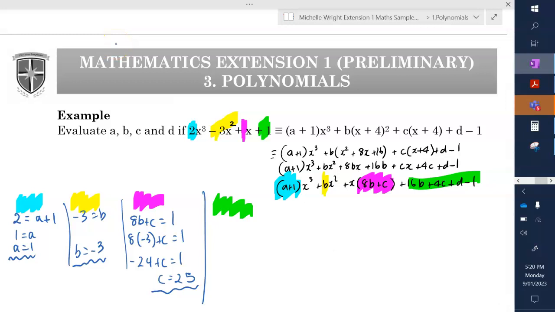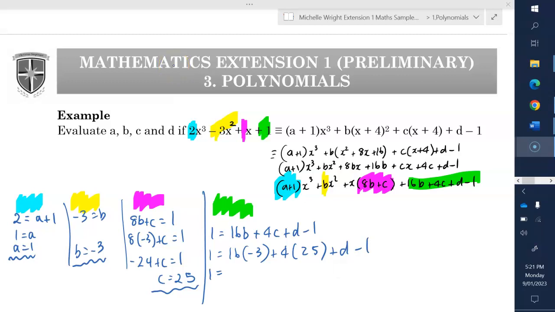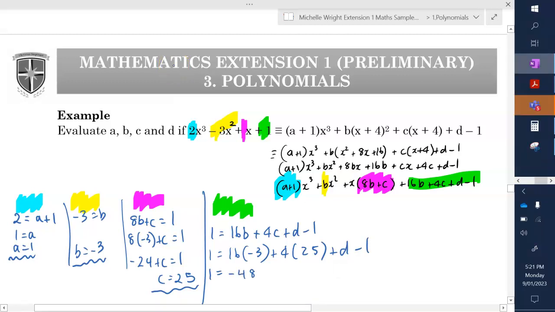Okay, my constant term is the green, which is 1, and that's equal to everything over here, 16b plus 4c plus d minus 1. So 16 times minus 3 plus 4 times 25 plus d minus 1. It'll give us 1 is equal to minus 48. 4 times 25, or 2 25s are 50, 4 is 100, plus d minus 1.